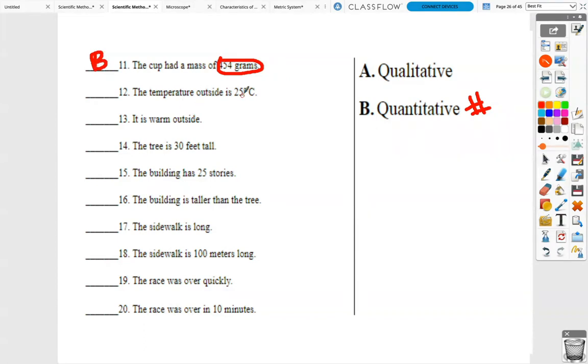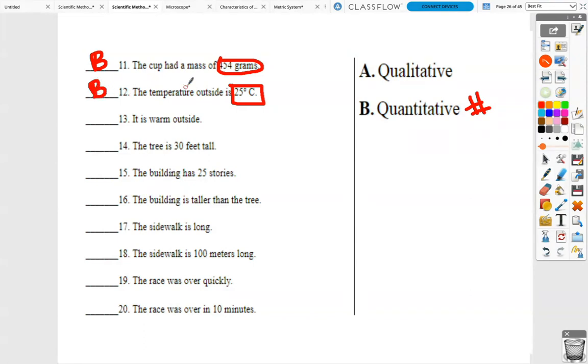Number 12, the temperature outside is 25 degrees Celsius. So I haven't just said, oh, it's hot or it's cold outside. I've given a specific measurement here. So again, that's a quantitative observation.